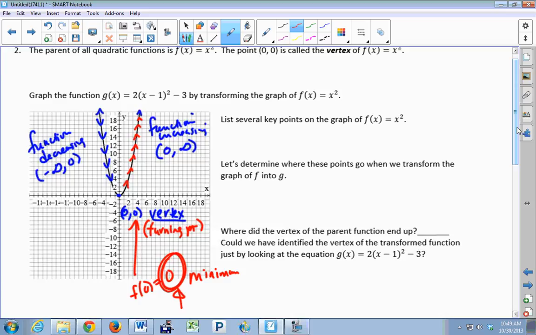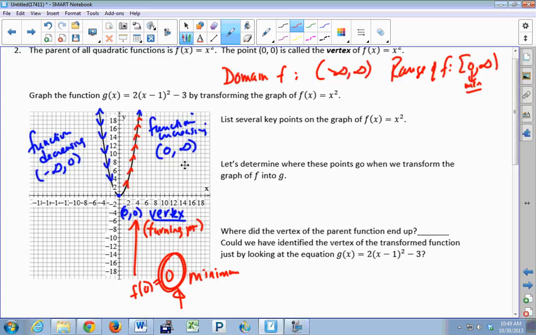So your domain for f of x squared is all real numbers. And your range of f starts at 0 and goes to infinity. So 0 is your minimum value. Okay, so that's just a little intro.